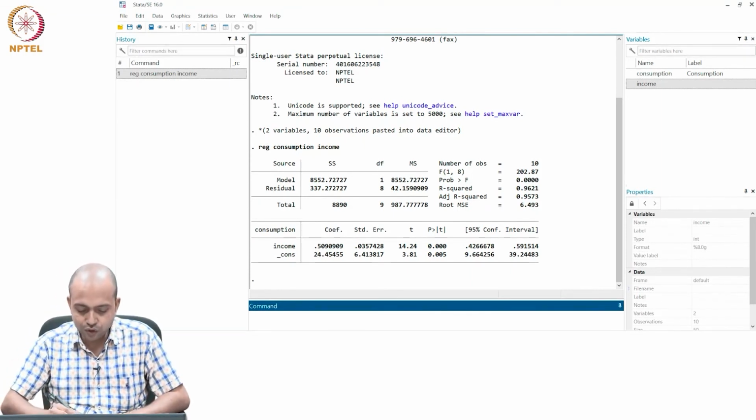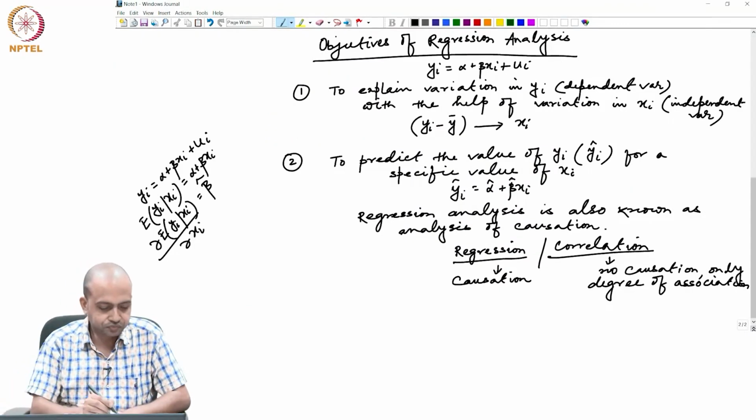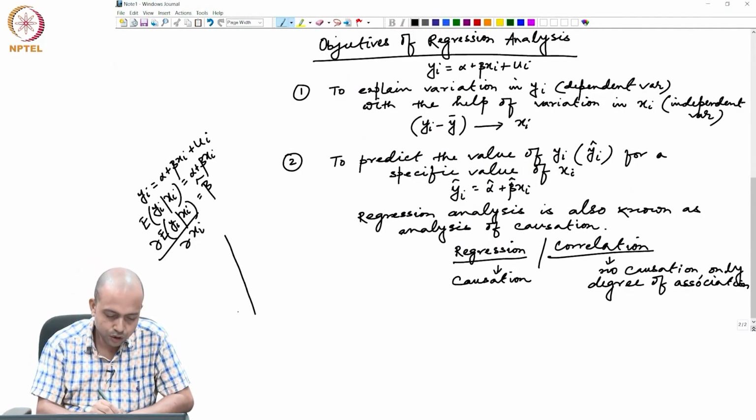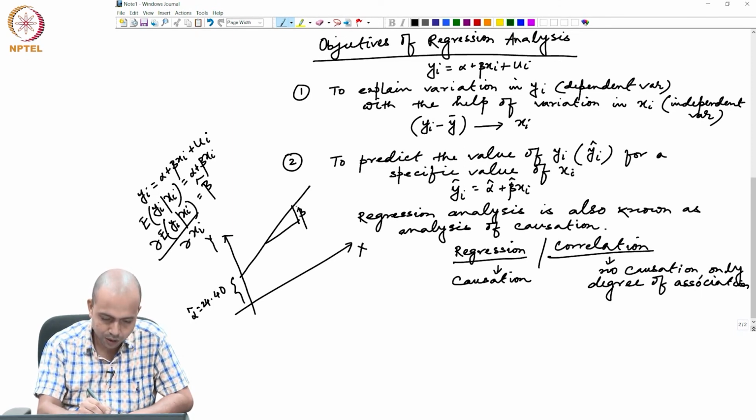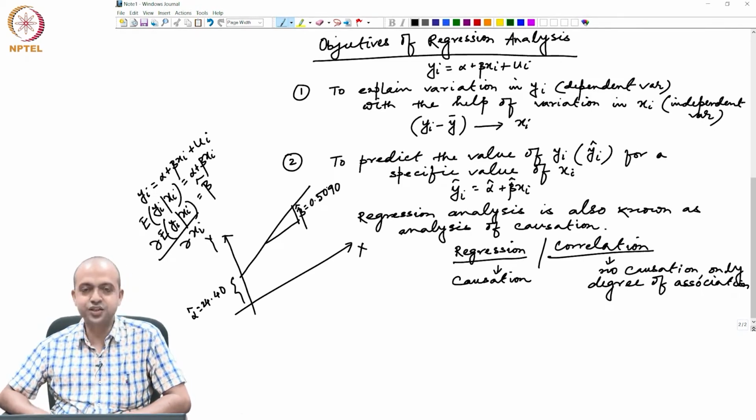So, from this 24.45 and 0.50, I can easily draw the diagram also. This is x, this is y, and your regression line is this, where this is actually your alpha hat, which equals 24.45, and this is actually your beta hat, which is 0.5090. Okay, this is the interpretation.